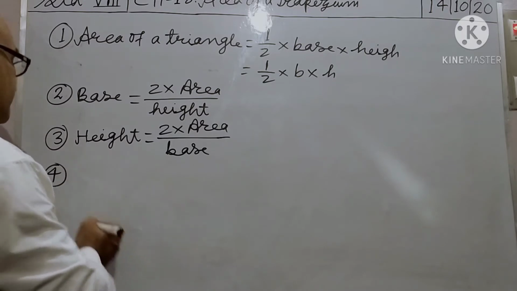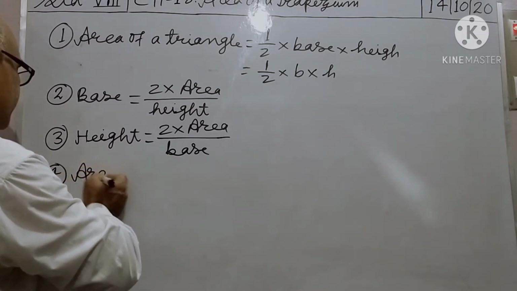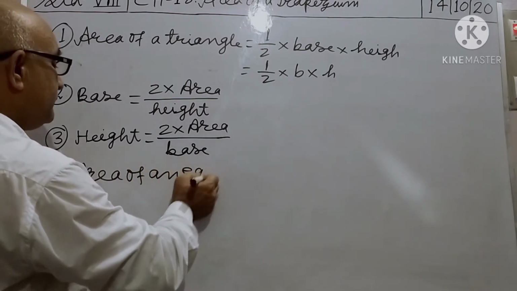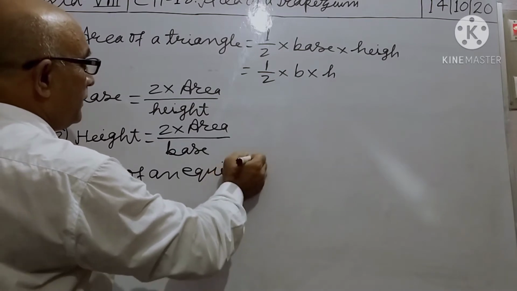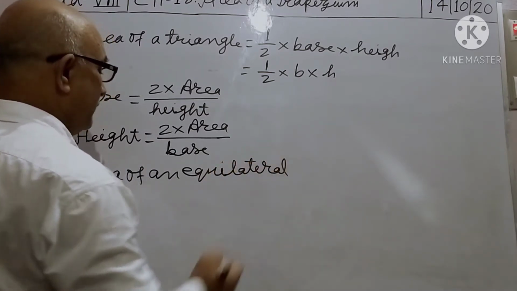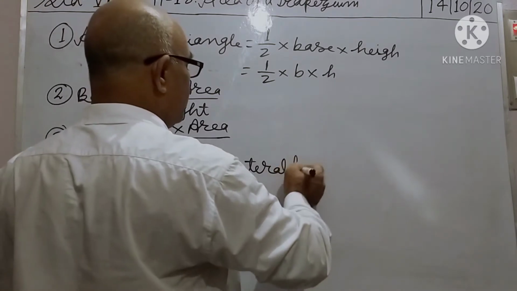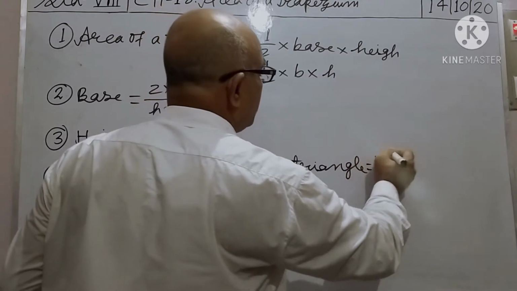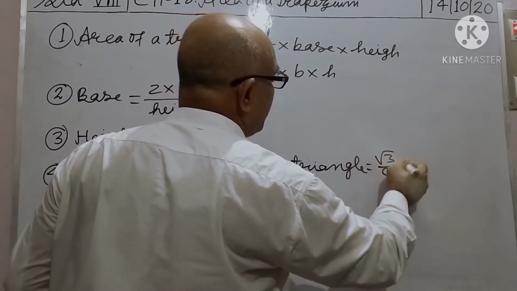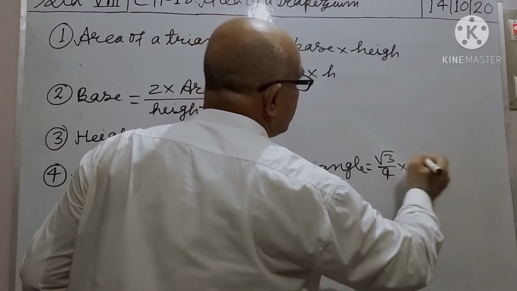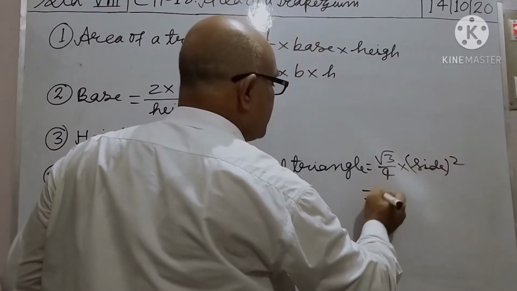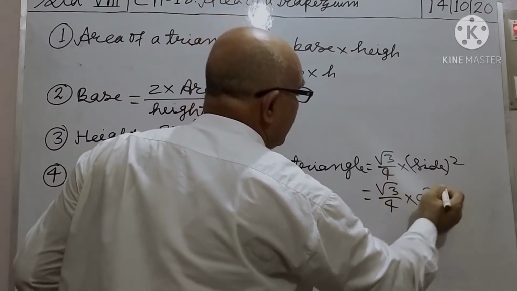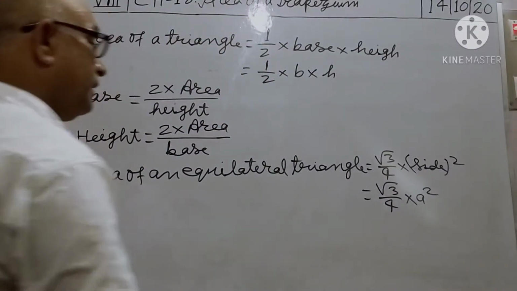Formula number 4, area of an equilateral triangle. Area of an equilateral triangle equals root 3 by 4 into side square. In short form, root 3 by 4 into a square, where a is the side of the triangle.